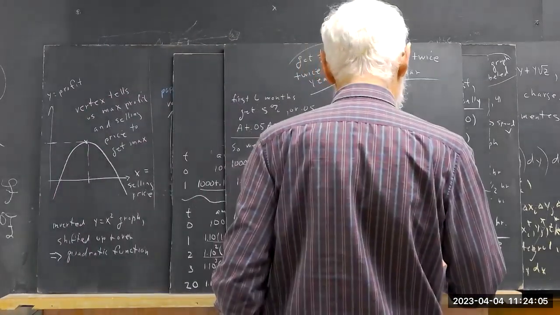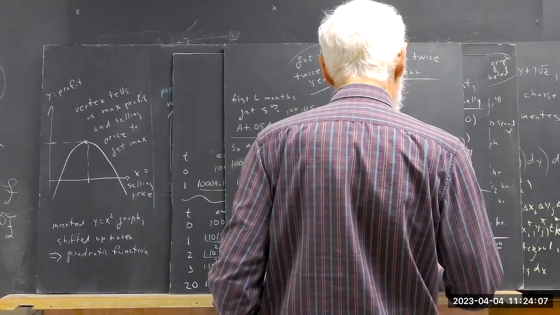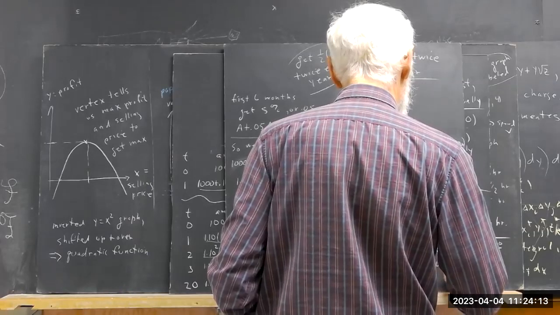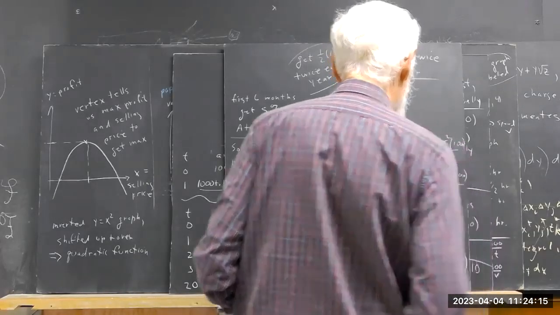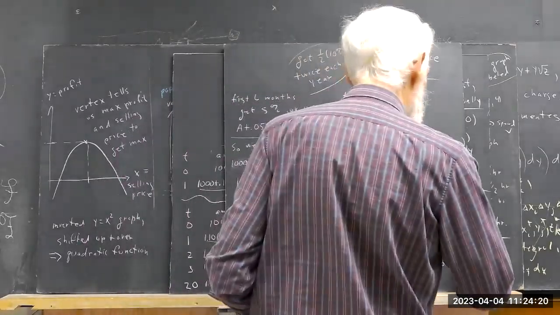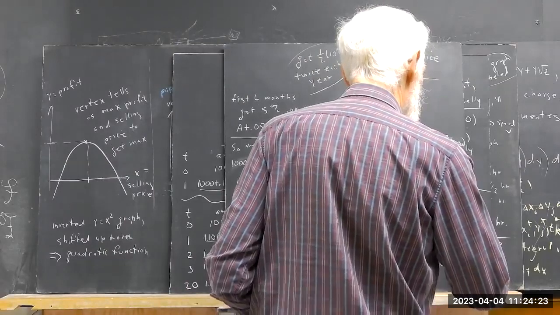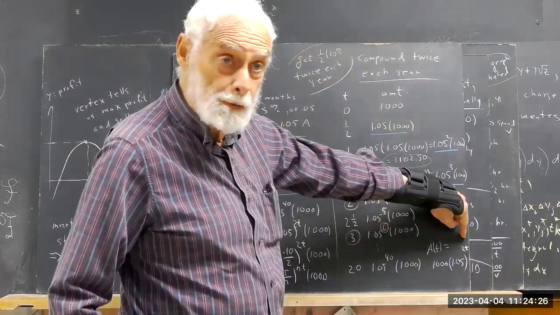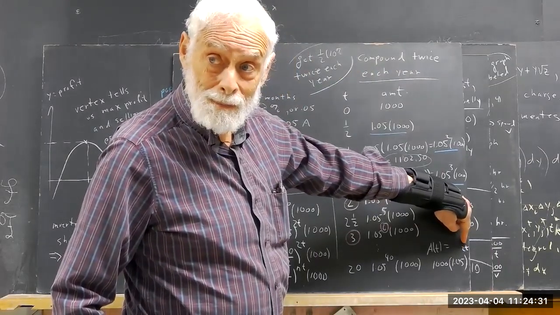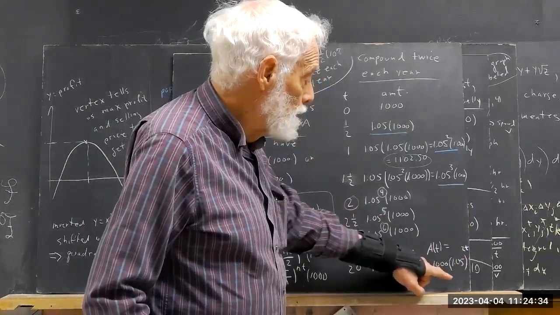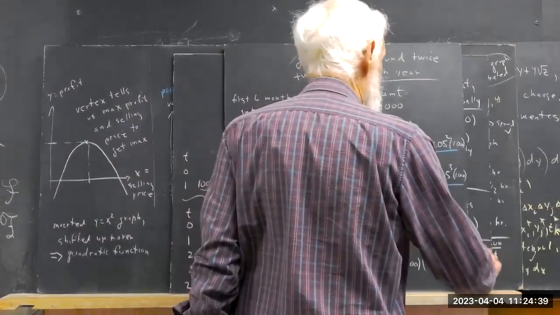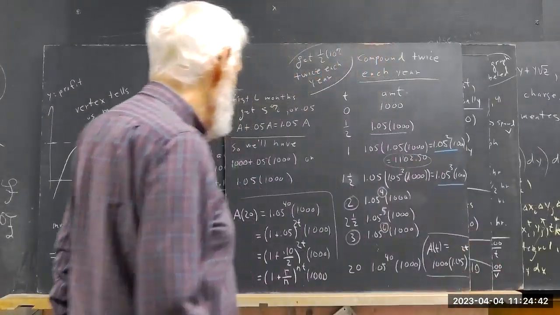So I end up with the general function A of t equals 1,000 times 1.05 raised to what power? The power has to be 2t, because t is the number of years, and every year I'm compounding twice. That means in t years, I will have multiplied by 1.05 2t times. Just another exponential function, but there's a little bit of a complication.